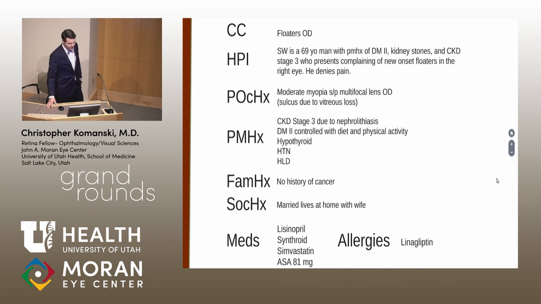His past medical history, as we talked about, CKD stage 3, when I was looking at the chart initially thinking that was from diabetes, is actually due to severe and chronic nephrolithiasis. His diabetes was well controlled with diet and physical activity. He has hypothyroidism, hypertension, and hyperlipidemia. Had no family history of cancer, married, lives at home with his wife. Medications were lisinopril, synthroid, simvastatin, aspirin, and he was allergic to linagliptin.